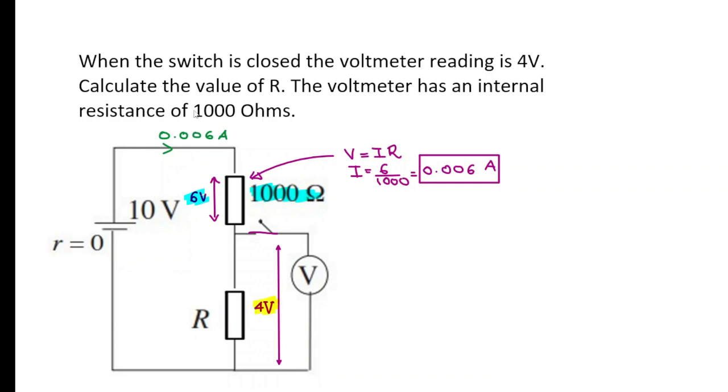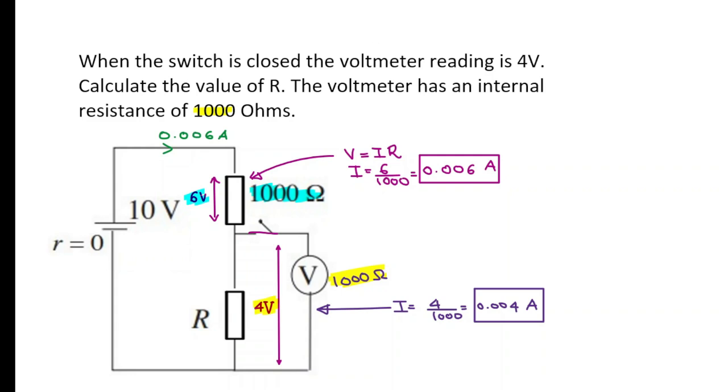Now similarly, I know the voltage of this one. The question says that the resistance of the voltmeter is 1000, so this is 1000 ohms. So I can easily use V = IR for this branch, for the voltmeter. So let's do the same. The current here is 4 over 1000, which is 0.004.